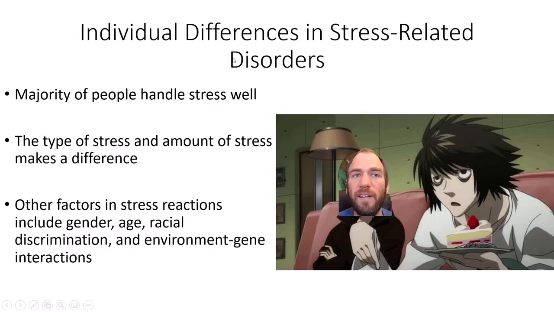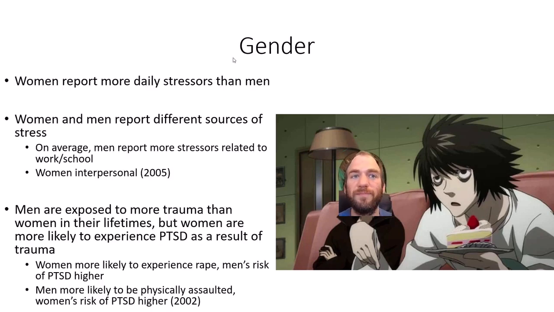All right, let's jump ahead. Individual differences in stress-related disorders. A majority of people handle stress well. The type of stress and the amount of stress makes a difference. Other factors in stress reactions include gender, age, racial discrimination, and environment, gene interactions. So I've already talked about, alluding to that dosage effect, that accumulated amount of stressors, so the type of stress exposed, and the amount of stress, how long that stress is present within a community, to a person, within a family, impacts the effect of stress.